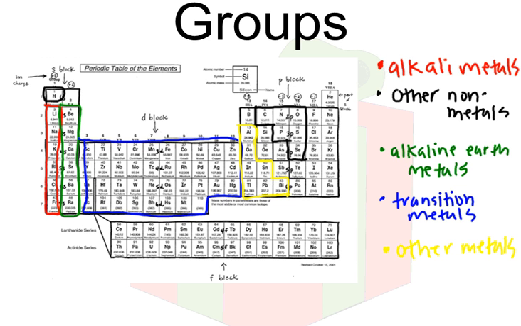So the metalloids include boron, silicon and germanium, arsenic and antimony, tellurium and polonium. Those are the elements that make up your metalloids.